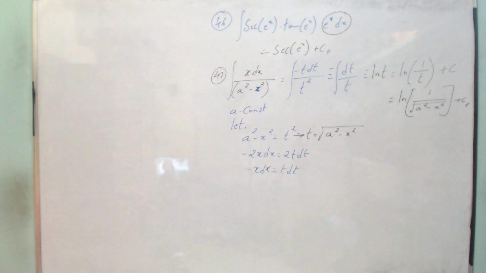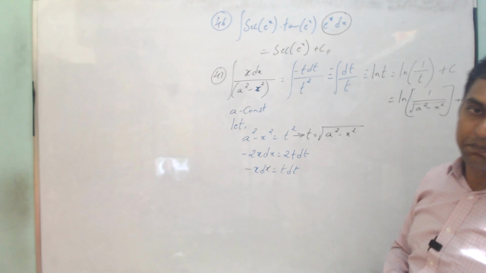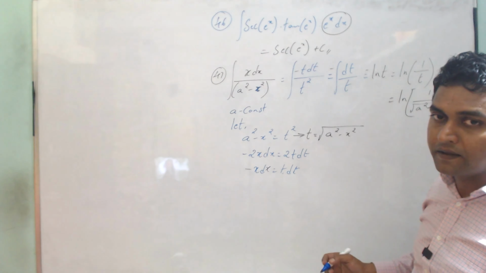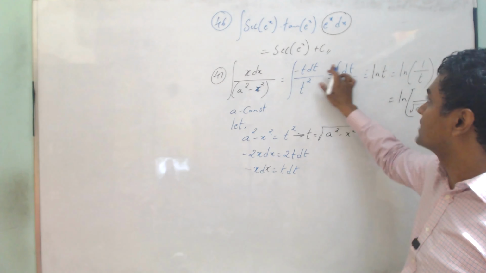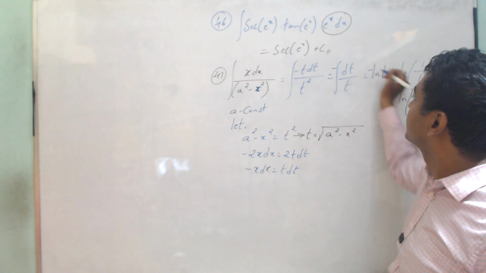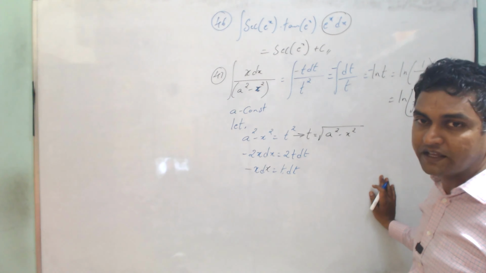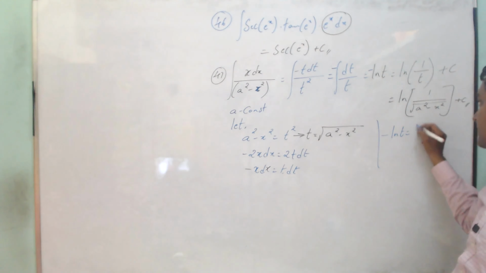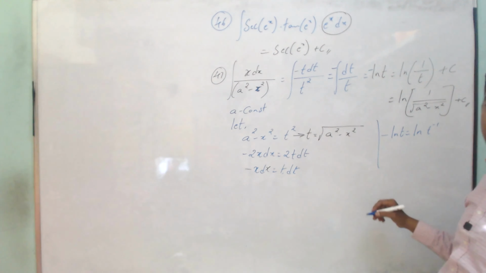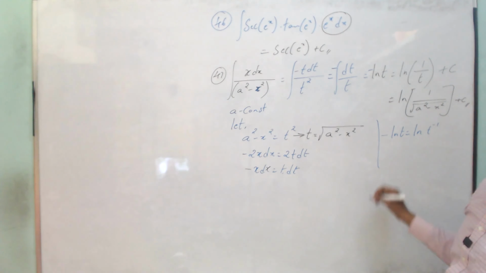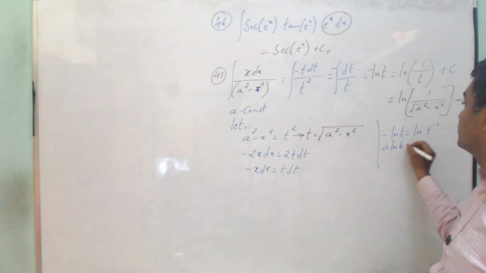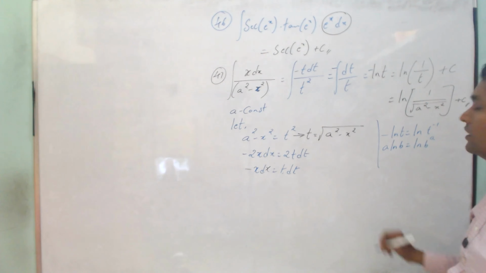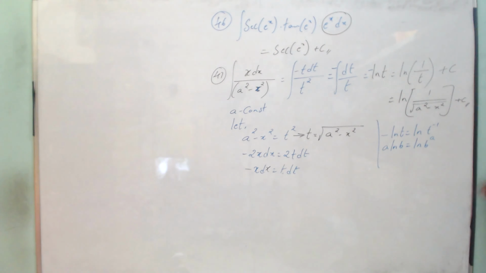Why did the minus come? Are you asking why did the minus come or are you telling why? I'm asking for the minus sign. Where did the minus go? Minus ln t, I can write it as ln t to the power minus 1, so 1 by t, because I can write a ln b as ln b to the power a. Correct? Okay, yeah, I got it. So take the minus sign upper and it is ln 1 by t.